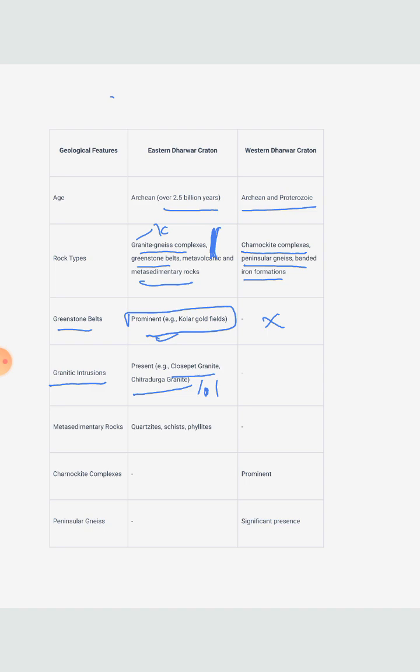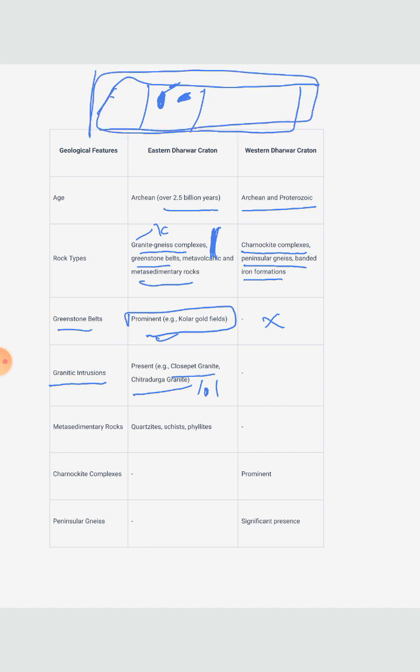If we make the cross section, so this is western, this is central, this is eastern. So somewhere here the Closepet granite is formed, and Chitradurga is also somewhere here. So this is the cross section. And the metasedimentary are quartzite. So quartzite, schist and pyrite are metamorphic rocks. So one thing we need to remember that all the rocks of Archean or Proterozoic age, which is approximately 2.52 billion years ago before Ediacaran age, must have been metamorphosed because the time has been so much that the temperature and pressure have caused them to get metamorphosed.